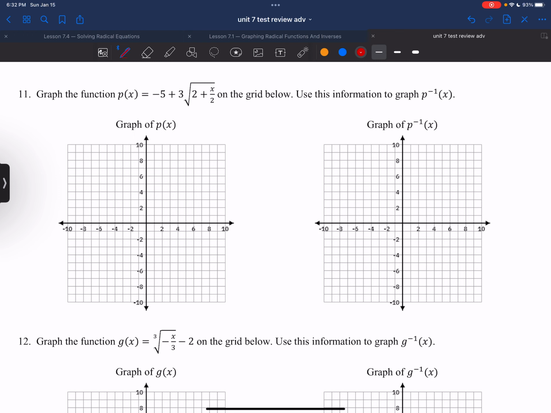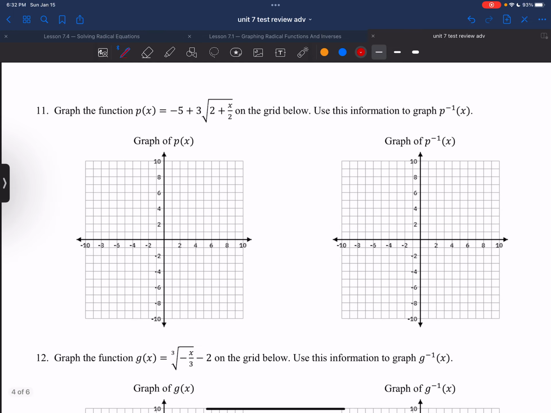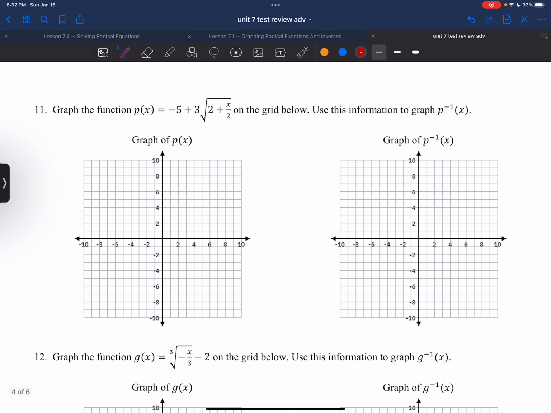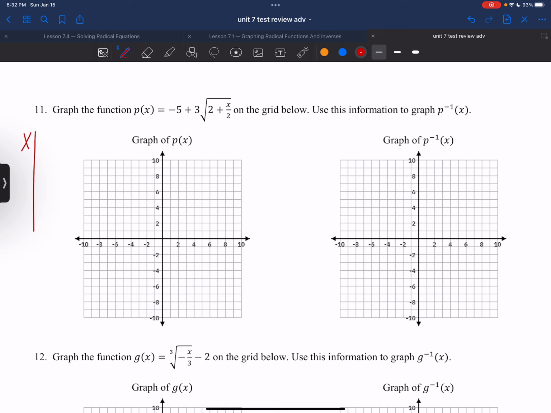Let's graph these functions, okay? This is just practice graphing, just getting right into it. So this is just plugging in points. That's all this is. And then graphing the inverse, which you just switch your x and y values. So, okay, look, let's make our table of x and y, and let's test some stuff.